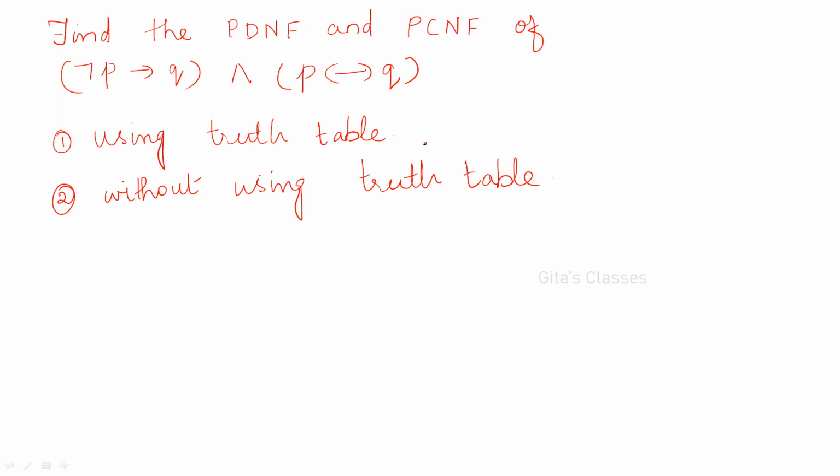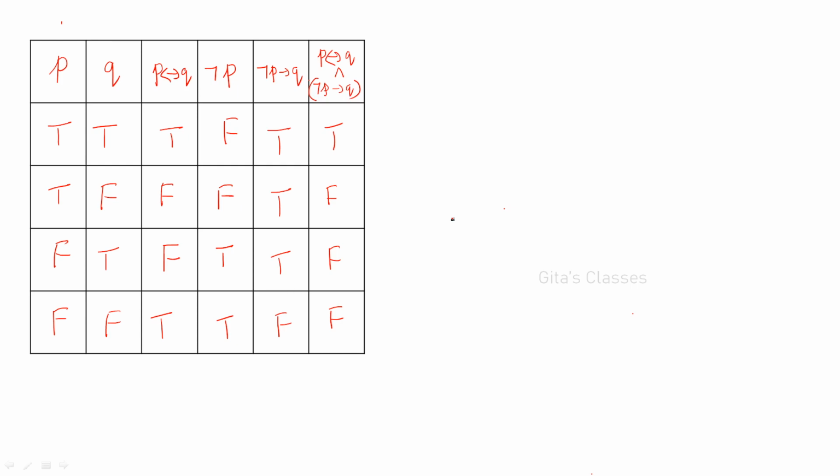Now we'll do some problems like find the PDNF and PCNF of this expression, that is not P conditional Q and P biconditional Q, using truth table and without using truth table. In the exam, if it is mentioned, you have to follow that particular method. Otherwise, whichever you are comfortable with, you can do. Okay. So first let us see with truth table.